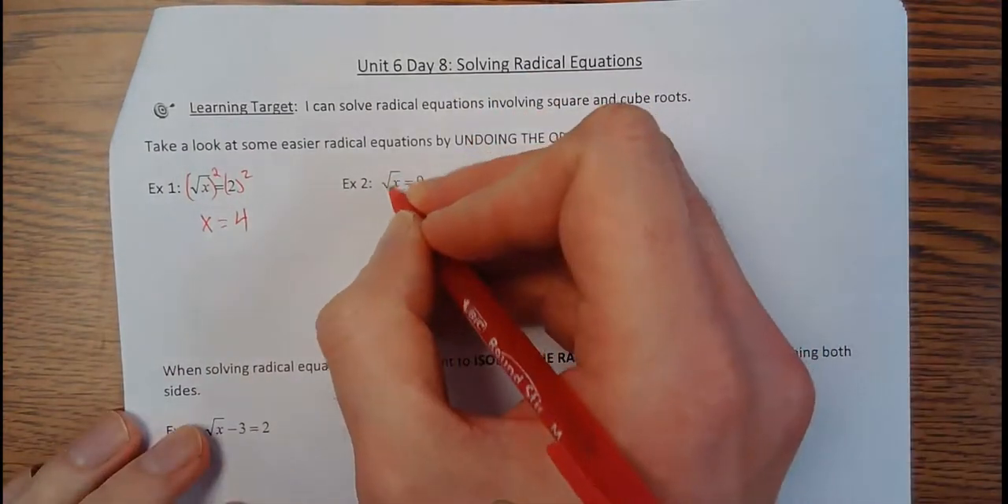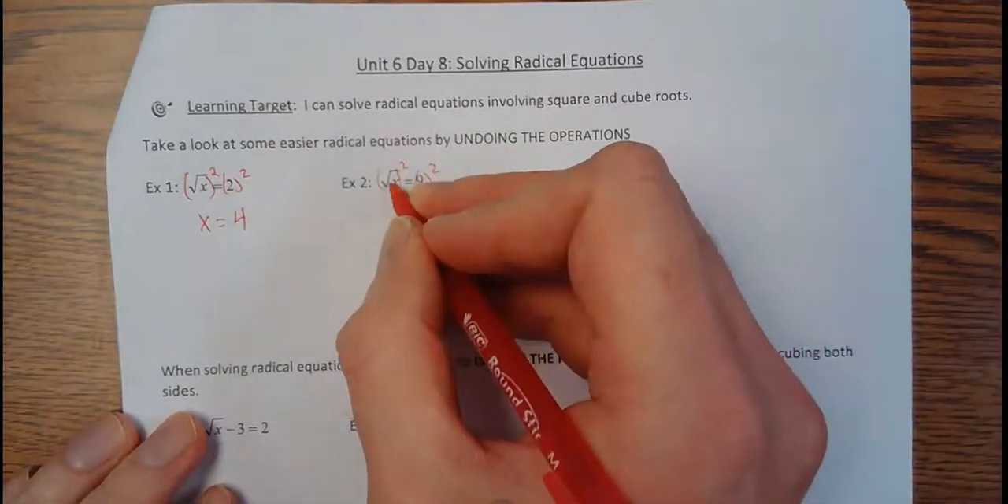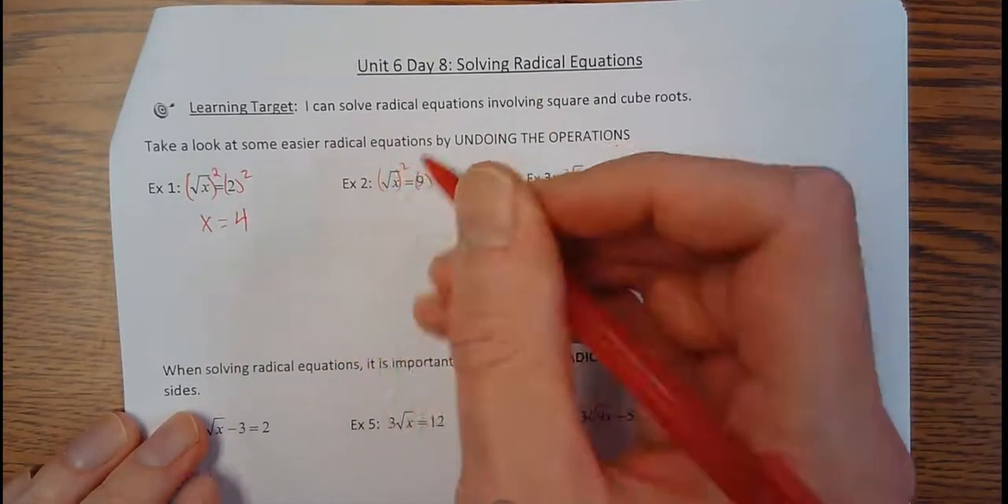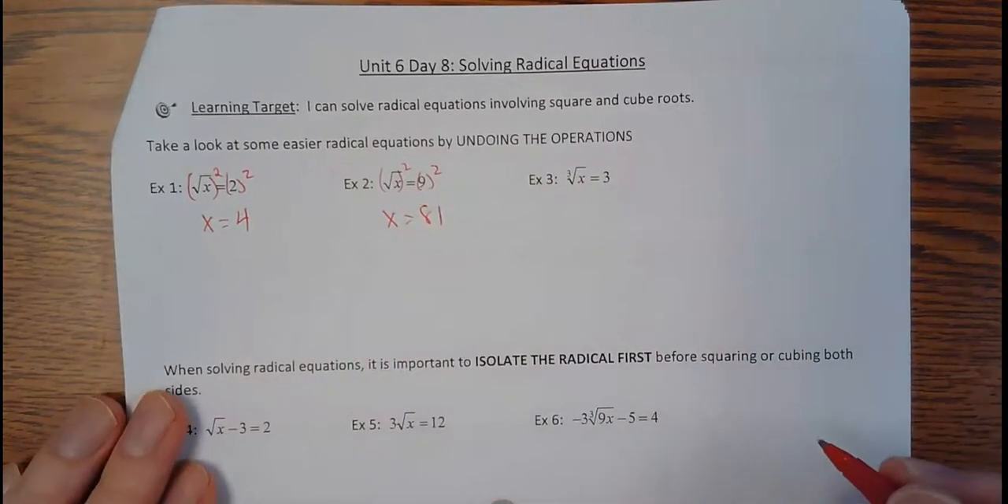Same thing here. Square root of something is 9. Well, let's square both sides. So if I square root it and then square it, I'm back to where I started, x. 9 squared is 81. There's my answer.